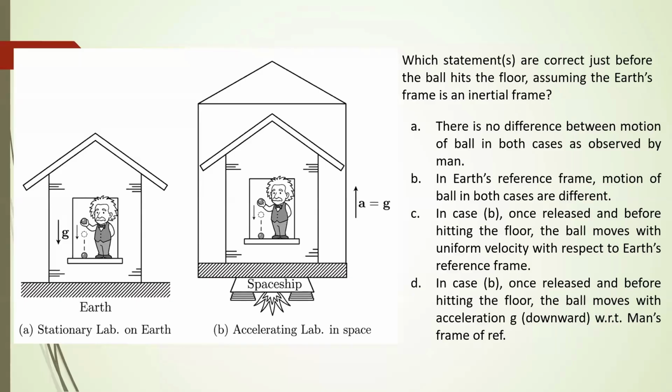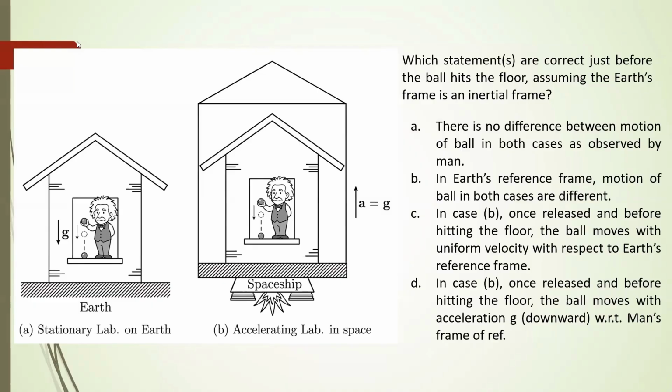Sir, what I felt was that for the first option, there is no difference between the motion of the ball in both cases as observed by the man. In the gravitational field, the ball comes down with acceleration g, and in the lab space there is no gravity, but the spaceship is accelerating upward with acceleration g. So my first option seemed right to me.